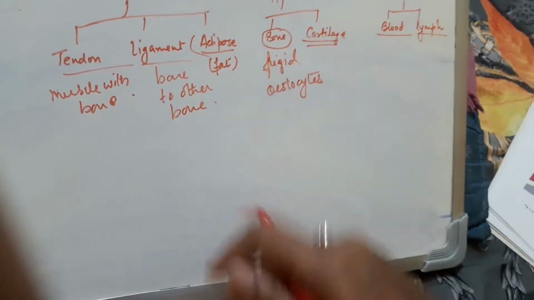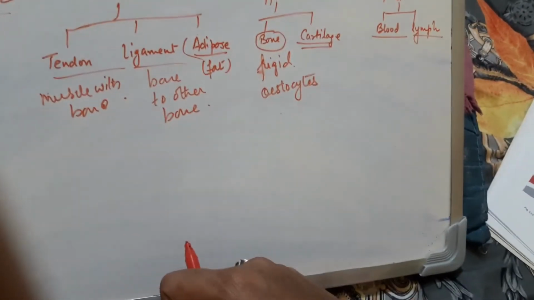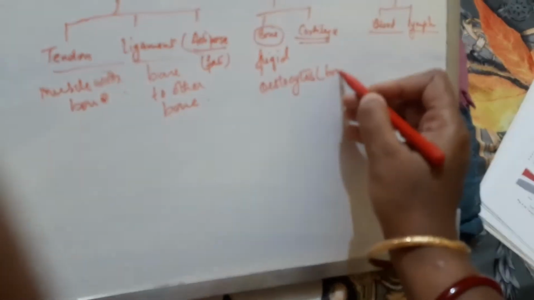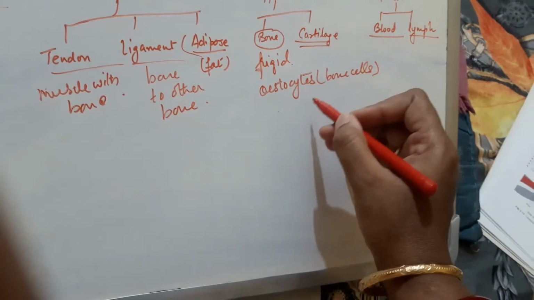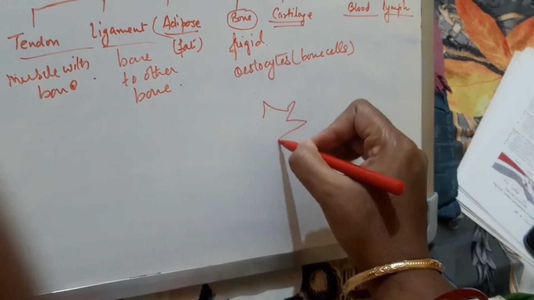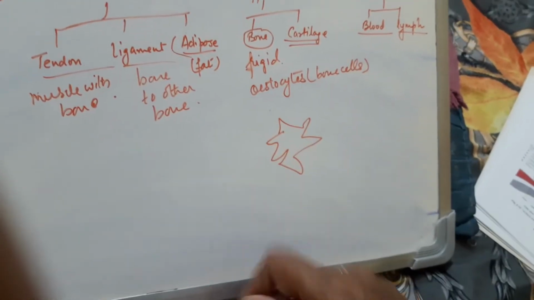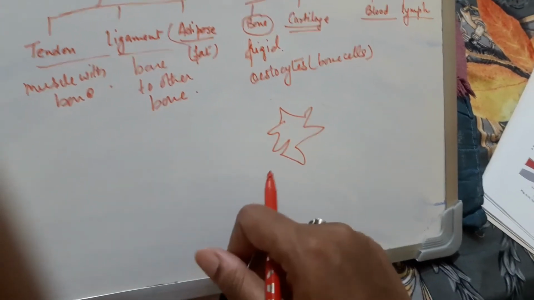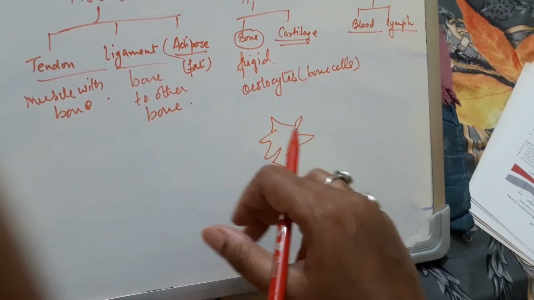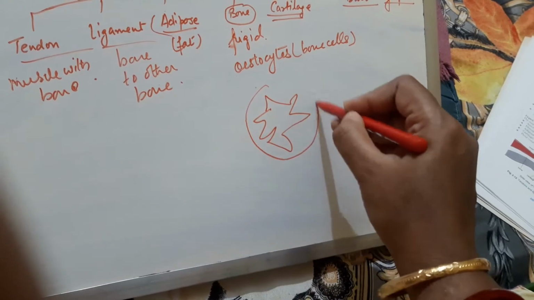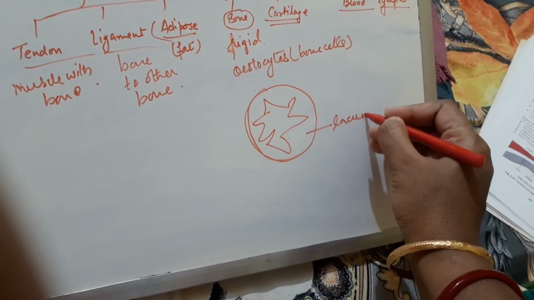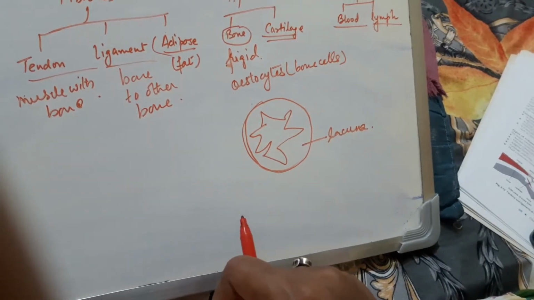osteocytes. What are they called? They are called osteocytes, bone cells. Osteocytes are nothing but bone cells. These bone cells are star shaped. They are actually a rough star shaped structure, and each cell is enclosed in a small cavity which is called lacuna.